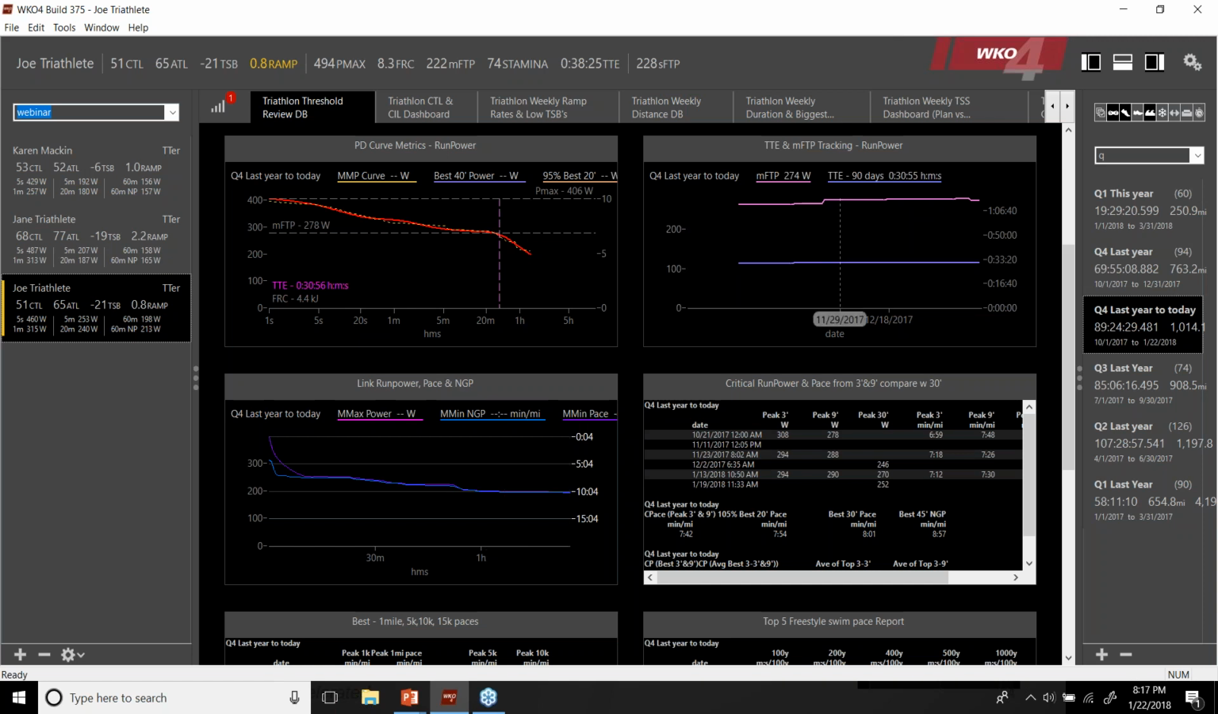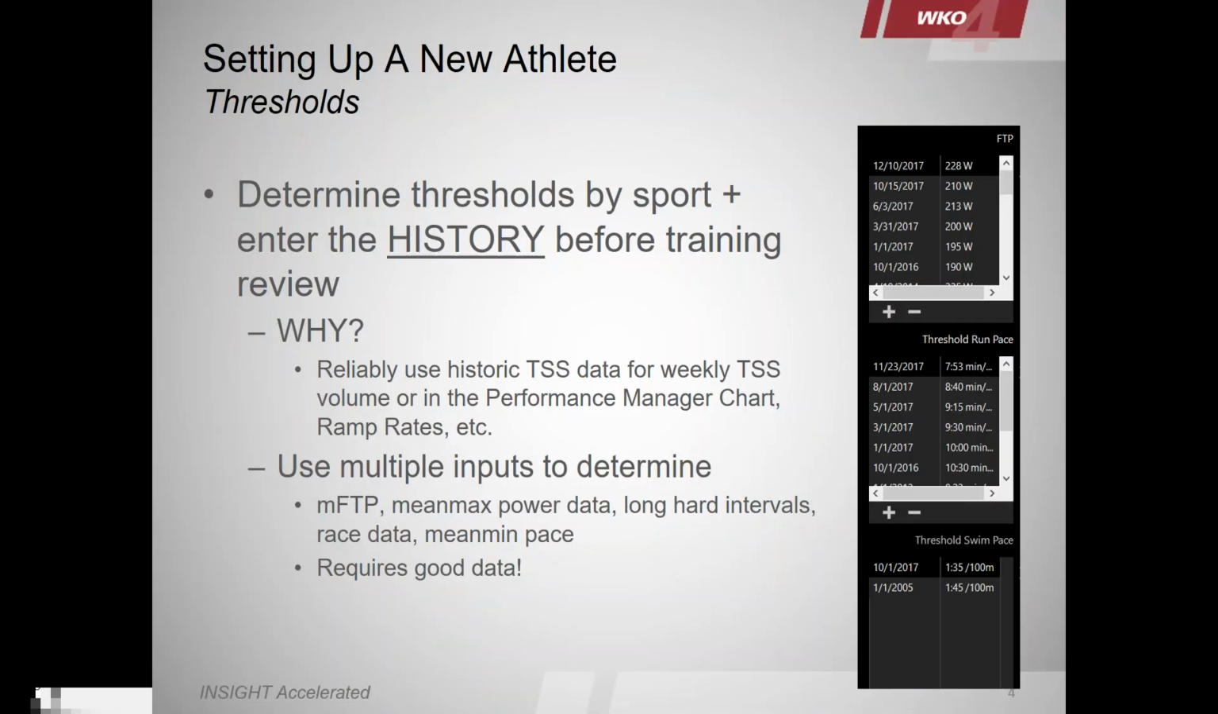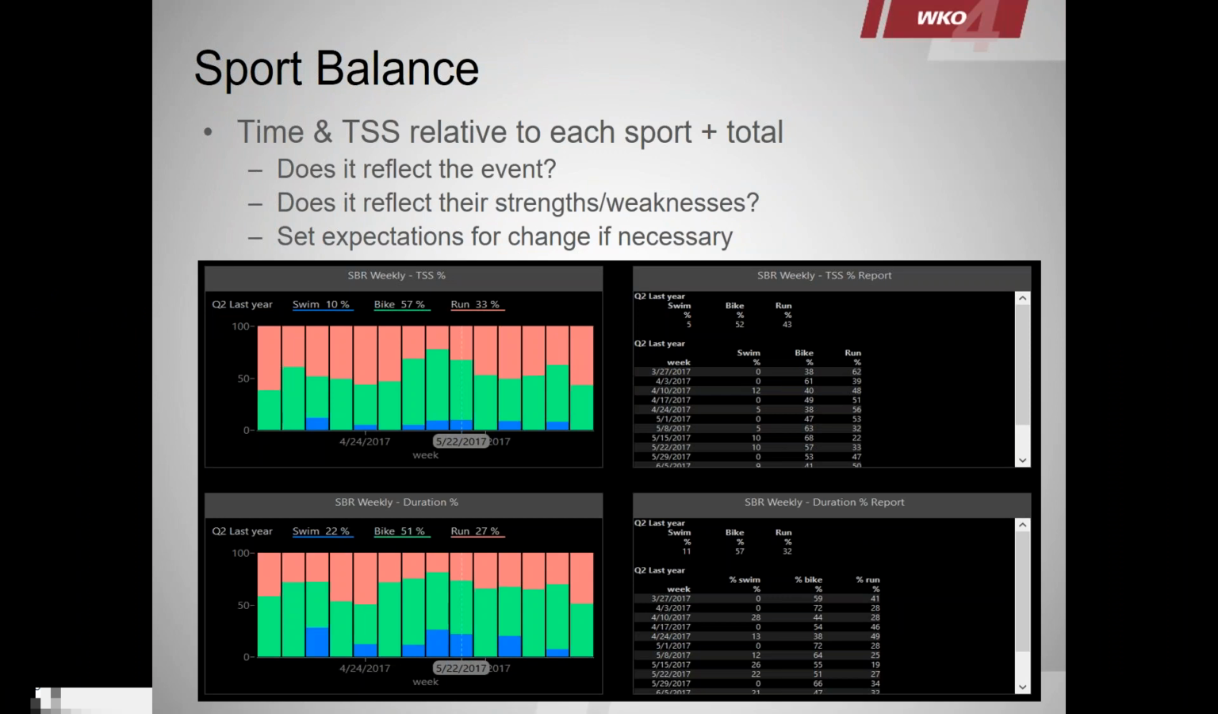All right, so we've got some thresholds set. A couple of other things we're doing right now, we're just reviewing a history, looking back at the athlete. We're going to look at some other things that I like to get a feel for what the athlete's done in the past.